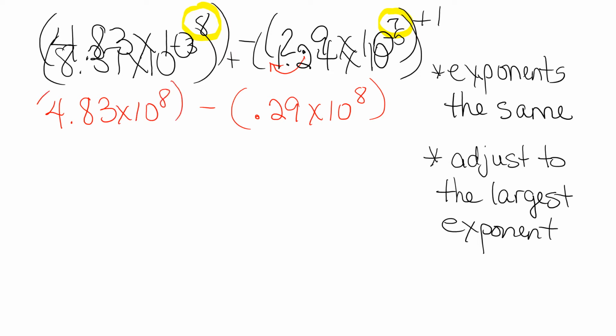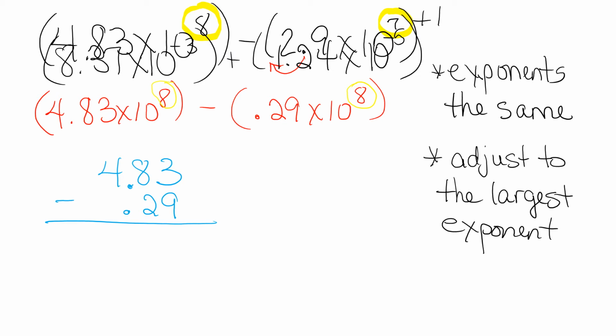What you're going to notice here is now my exponents are the same. I can focus now on just adding or subtracting my front number, my front factor. You're going to do that by lining up your decimals. So 4.83, line those decimals up. The 0.29 needs to line up. And we're going to subtract.